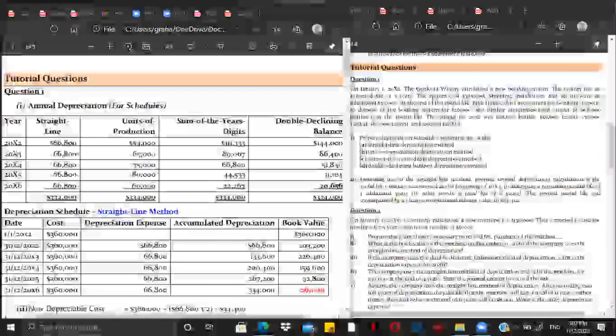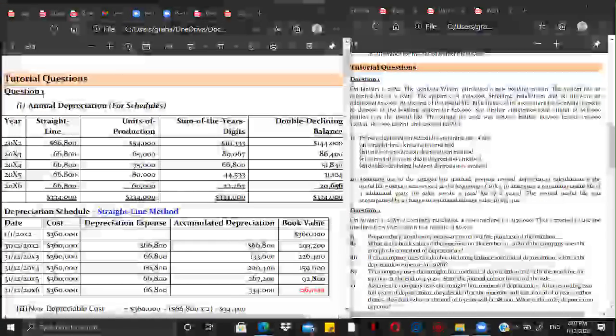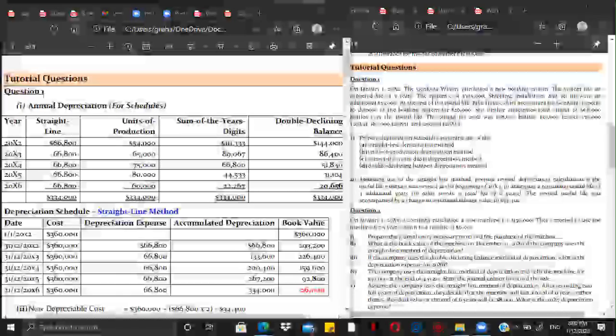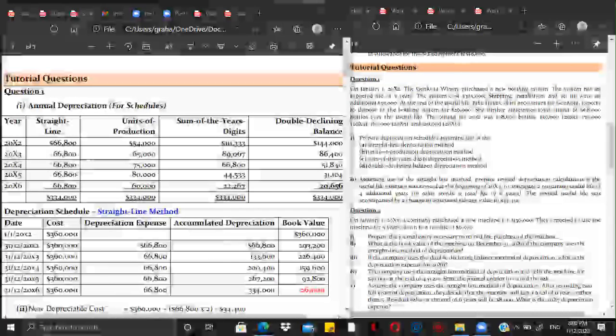All right, so the next one we're moving on to is the unit of production. Before calculating the annual depreciation for the unit of production, if you don't have the depreciation expense per unit, you're going to need to calculate that. The formula is capitalized cost less residual value over the expected production over the life of the asset.